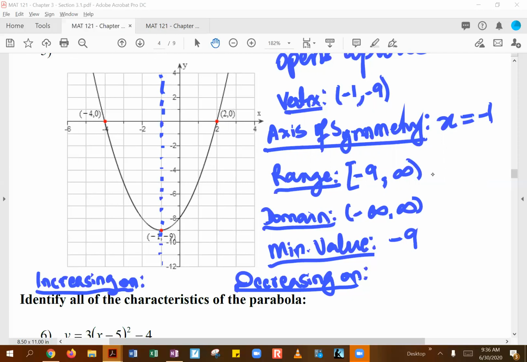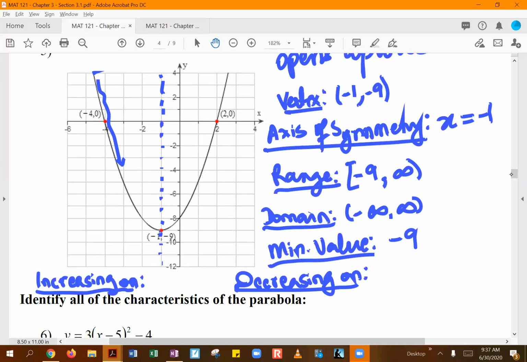And again, the vertex plays a crucial part, because at the vertex, it's going to change. So if you look at the graph over here, coming from the left-hand side, if I start at the very top of the graph here, and I start moving in this direction, you will see our y values are getting smaller, right? Which means on this interval, our function is decreasing, and it will stop decreasing once you reach the vertex.